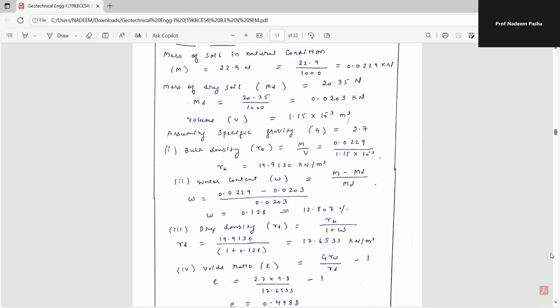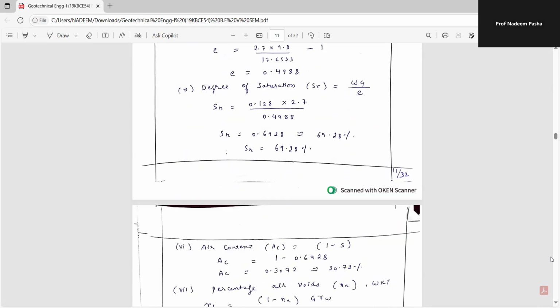Voids ratio e is equal to G gamma w by gamma d minus 1. 2.7 into 9.8 divided by 17.653 minus 1. Your e comes out to be 0.4988. Degree of saturation Sr is equal to wG by e. So your Sr is equal to w, nothing but 0.128, into G is 2.7, divided by e is 0.4988. So your Sr comes out to be 0.6928 or 69.28%. Air content ac is equal to 1 minus S. 1 minus S is 0.6928, so your ac comes out to be 0.3072 or 30.72%.